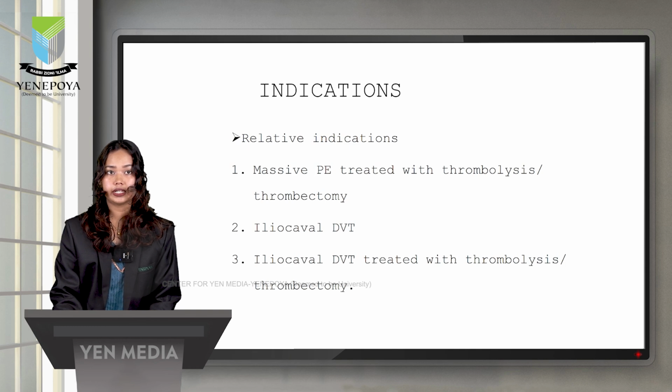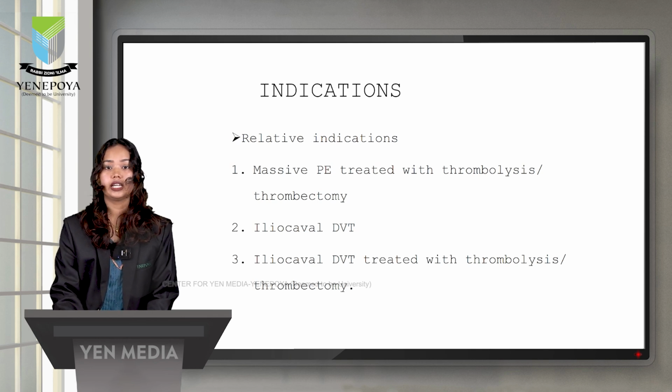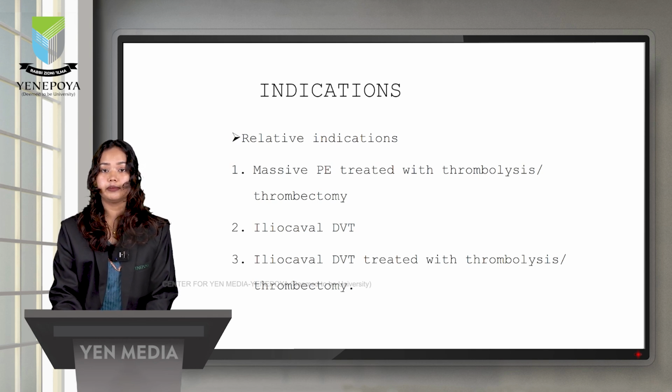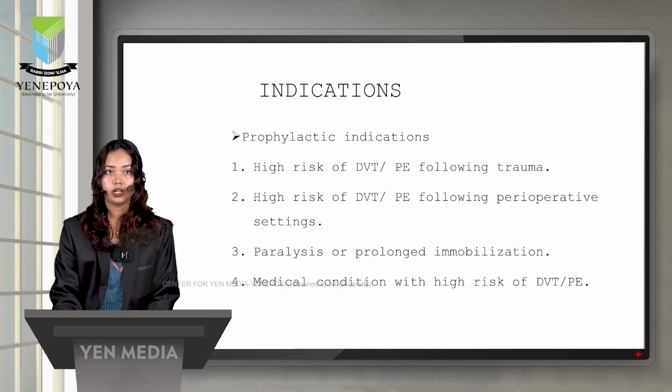Coming to the relative indications: massive pulmonary embolism which is treated with thrombolysis or thrombectomy, and iliocaval deep vein thrombosis which is treated with thrombolysis or thrombectomy. We also have a prophylactic indication, in which the patient is at high risk of deep vein thrombosis or pulmonary embolism due to trauma, or in perioperative settings such as vascular procedures. This could also occur in patients with paralysis or prolonged immobilization.